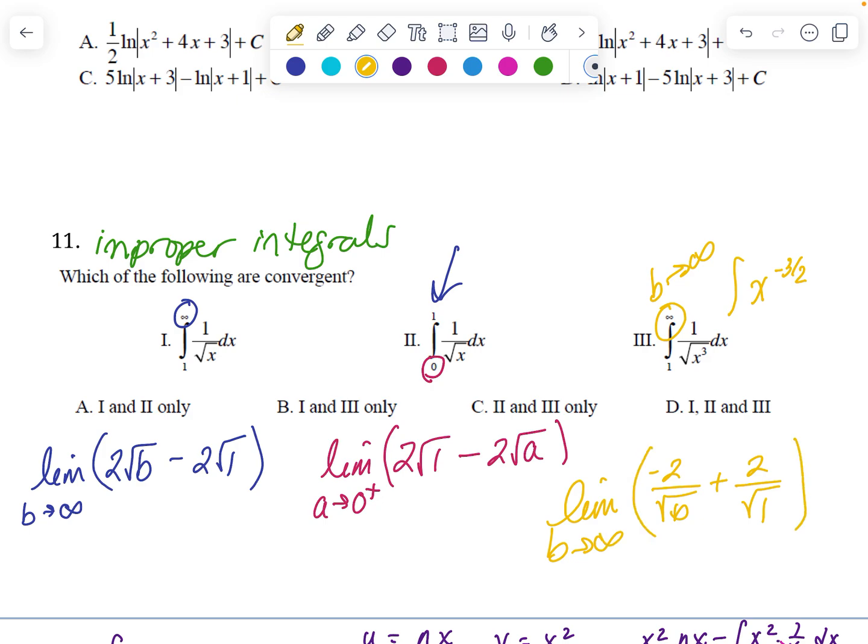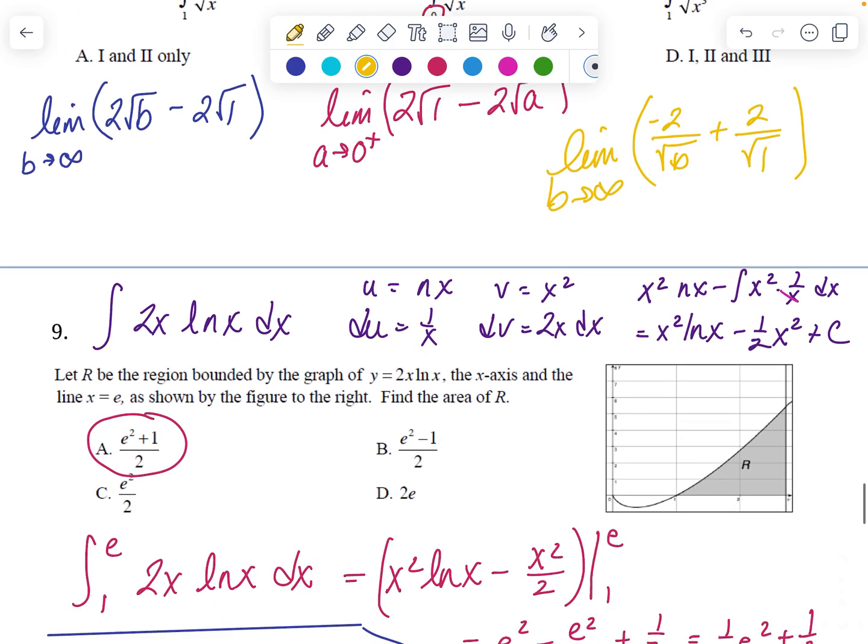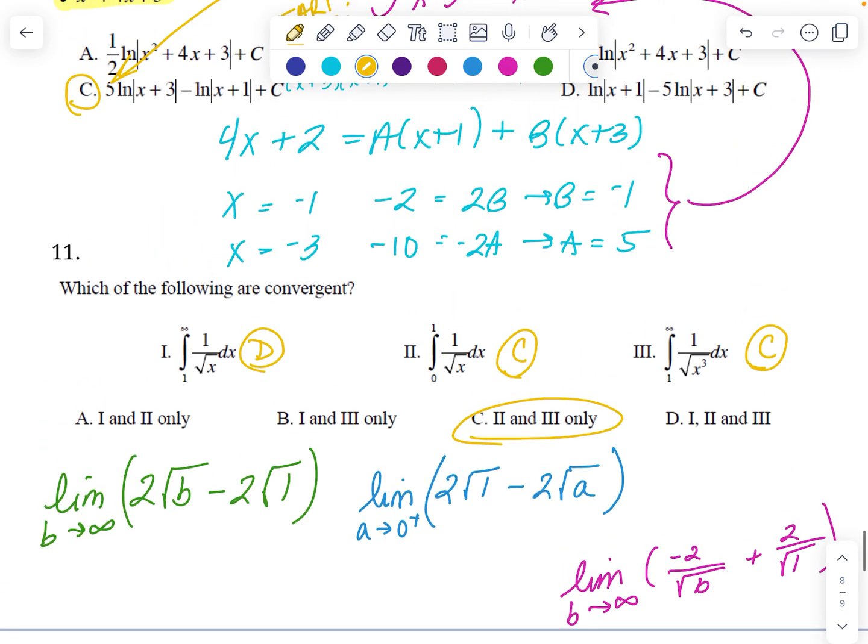Okay, so we want to think about each of these limits in turn and which ones actually converge versus going to infinity. And the answer to that is shown right here.